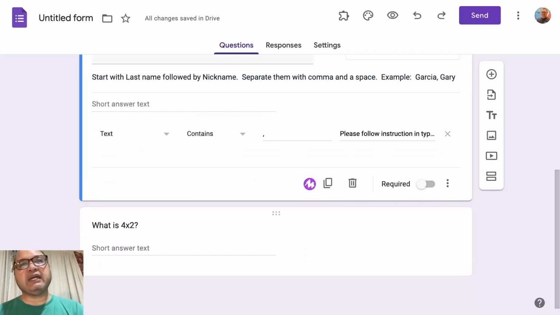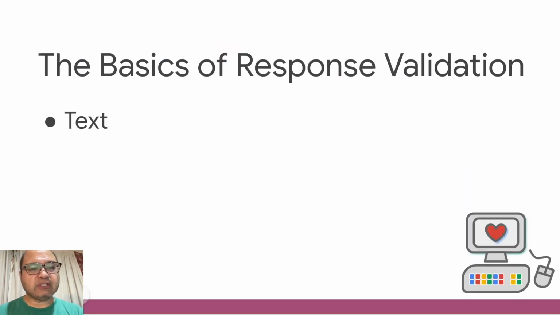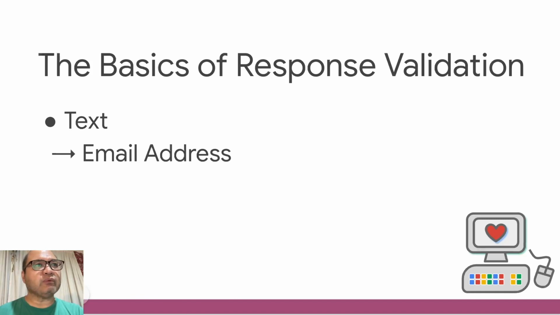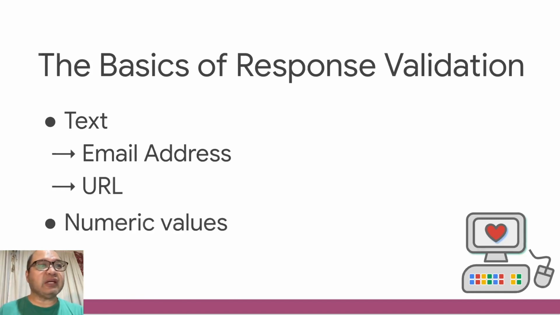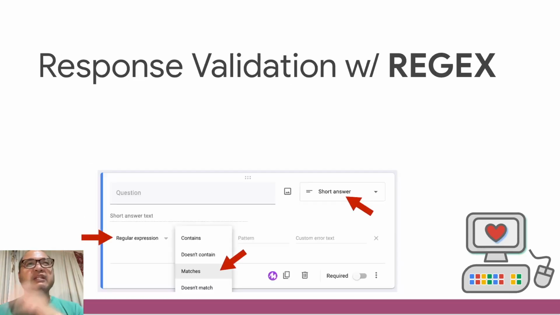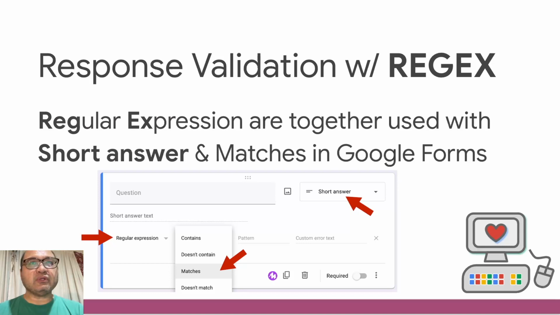Okay, but I know you are more excited to know how to make use of regular expression. So we're done with the text, and we're also done with email address, URL, and numeric values, for example age. Okay, so now let's go to response validation using regular expression, or its nickname regex. Regex, or regular expression, is used together with short answer and matches in Google Forms.